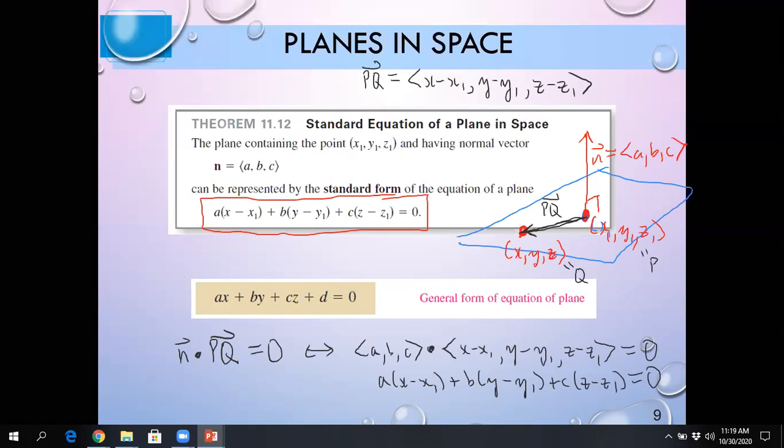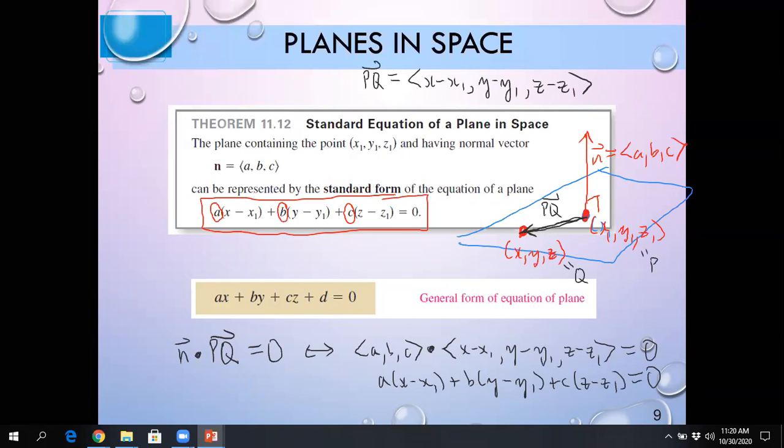Okay? I want to point out the coefficients of these x, y, and z terms form the coordinates of the normal vector. Do you see that? The number sitting next to x minus x1, that number is the first coordinate of the normal vector, the perpendicular vector. B is sitting right next to the y stuff, and that b is the second coordinate of the normal vector. And c is the third coordinate of the normal vector.